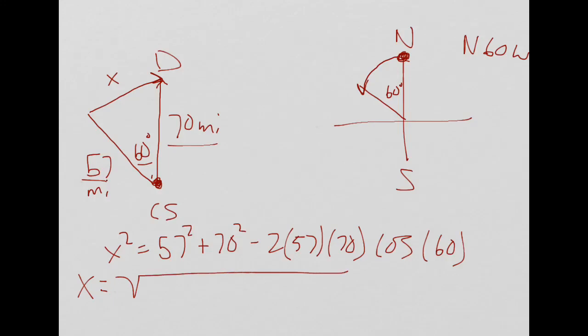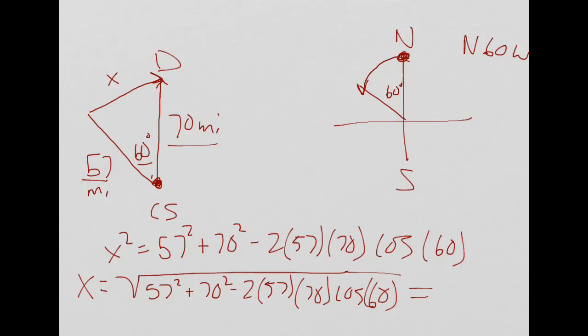Notice I haven't done anything in the calculator yet. Literally, square root of all of this stuff: 57 squared plus 70 squared minus 2 times 57 times 70 times the cosine of 60. Put all of that in at once. Hit the square root button, then start typing exactly as you see it. Close your parenthesis at the end, and you will not have any problems. Your calculator should report back to you that that side is 64.5 miles. That's all it is.